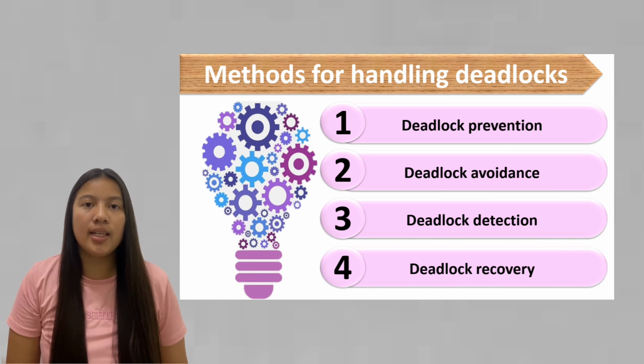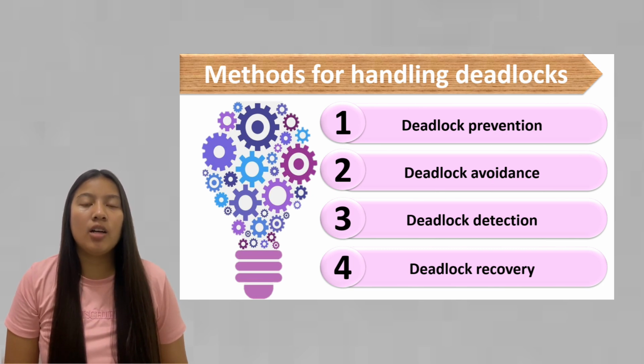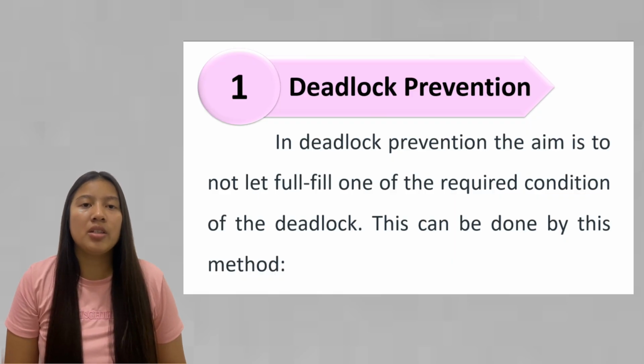Methods of handling deadlock. First, deadlock prevention. Second, deadlock avoidance. Third, deadlock detection. And fourth, deadlock recovery. Deadlock prevention. In deadlock prevention, the aim is to not let one of the required conditions of deadlock be fulfilled. This can be done by these methods.